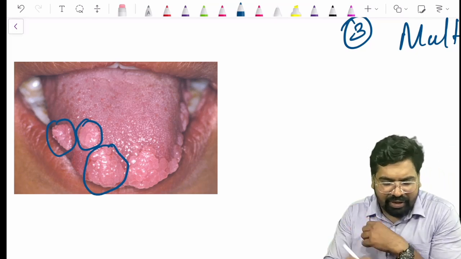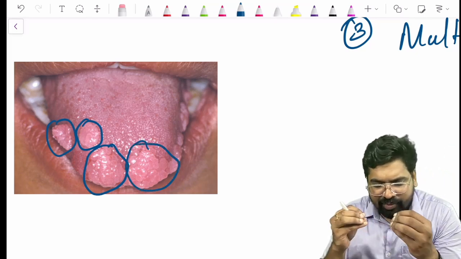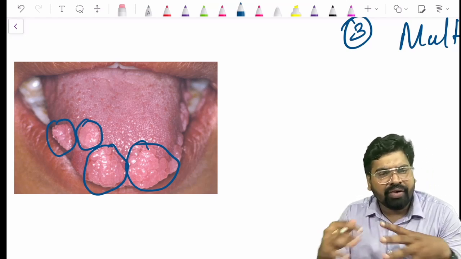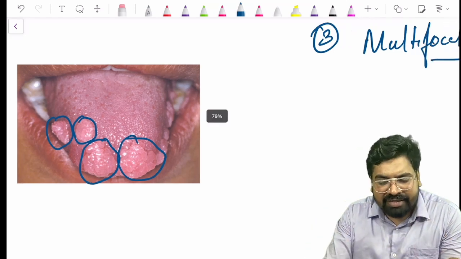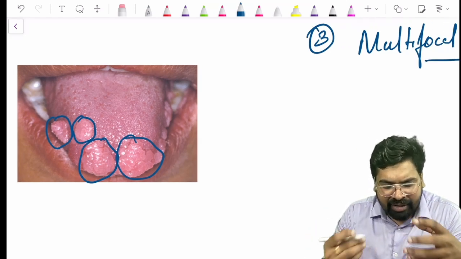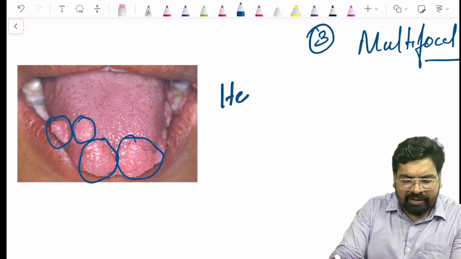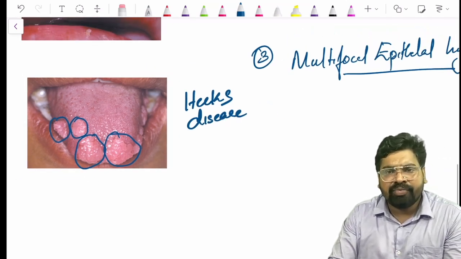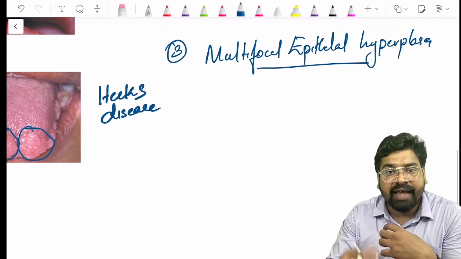Can you see that growth? It is just like small nodular eruptions, right? It's all over the tongue. It is present all over the tongue. It is a multiple presentation. Such a presentation we call Heck's disease. The other name of multifocal epithelial hyperplasia is Heck's disease.